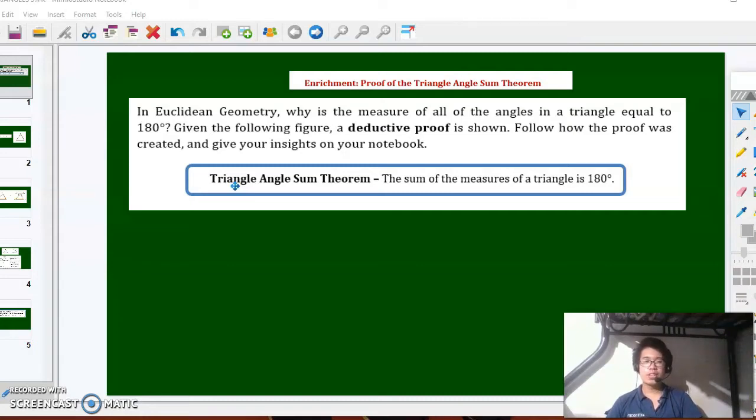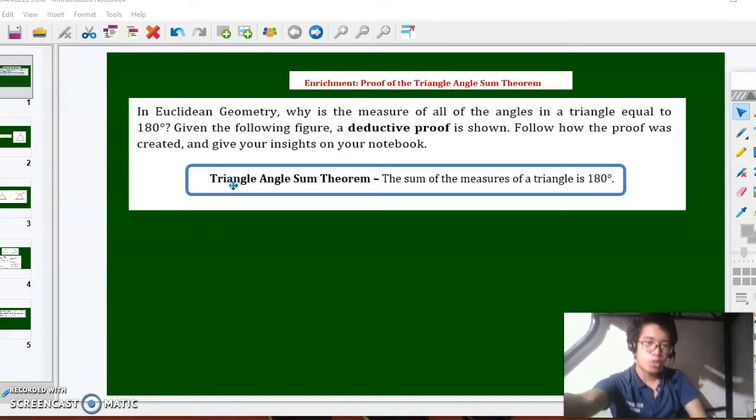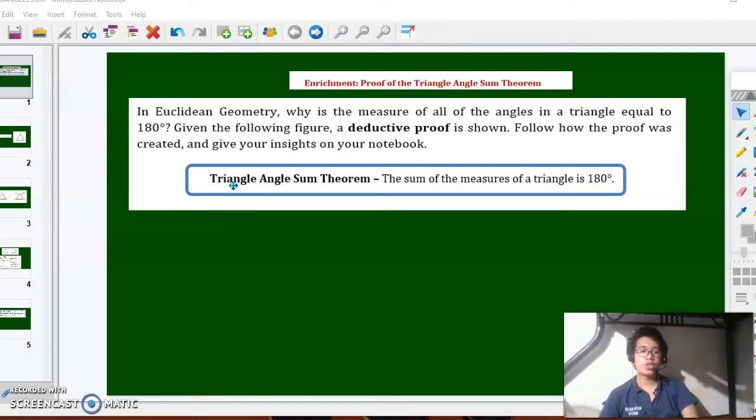Deductive proof, you might have heard of it from investigation films, from crime-related films. We also do that in geometry, but here it's much more formal. We're going to use theorems, postulates, and definitions to prove our theorems, or the problems, or the mathematical statements that we want to prove.